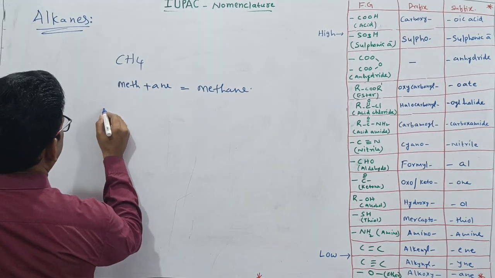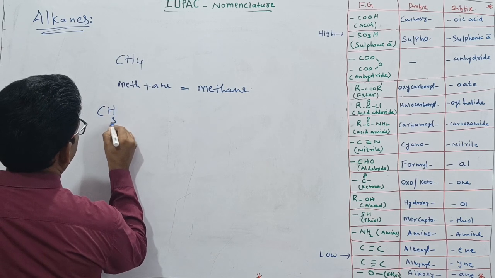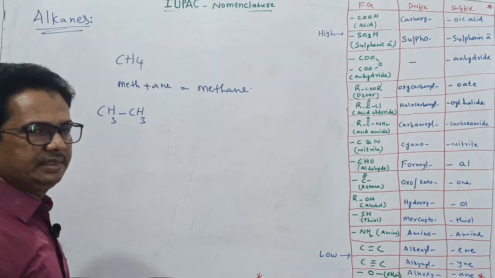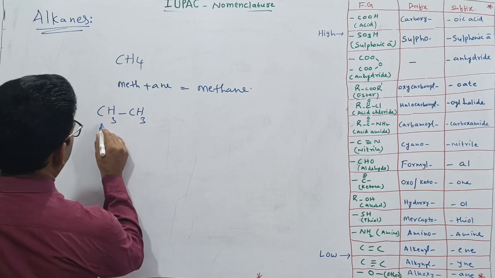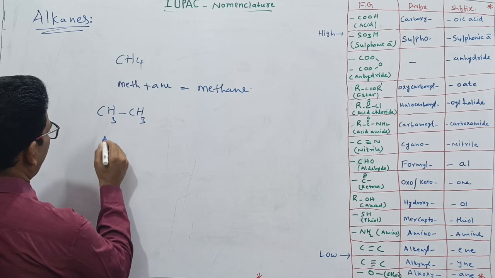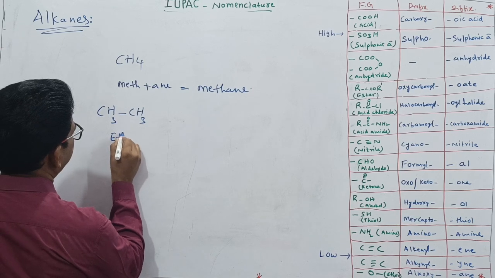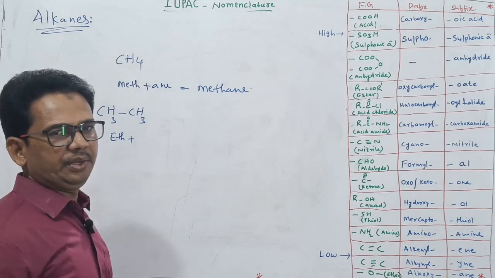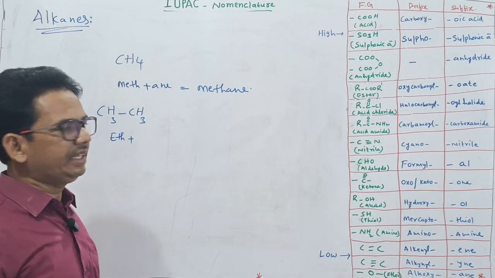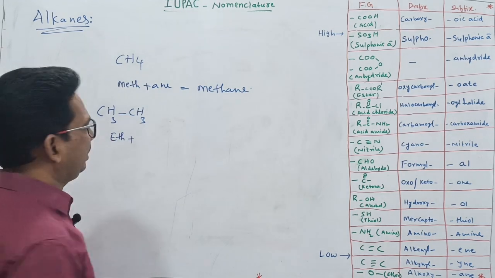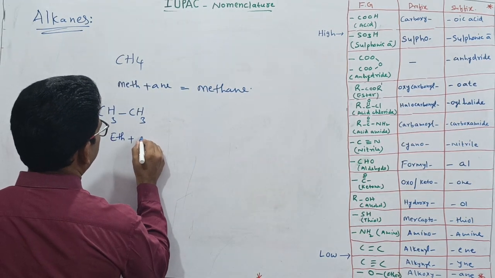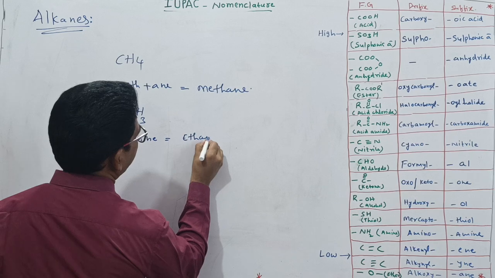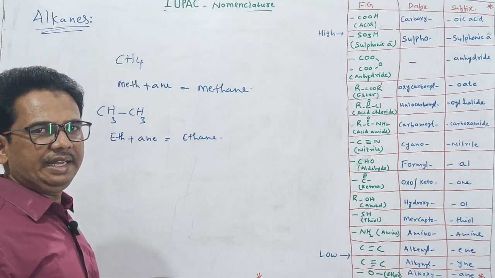Same thing. CH3, CH3. This is called the word root because it has two carbons. Then the word root is eth. Eth, it is an open chain molecule. It is saturated. It has a single bond between the carbons. That's why we are writing the suffix ane. Eth plus ane. Then what will it become? Ethane. Like that, you can select any alkane.